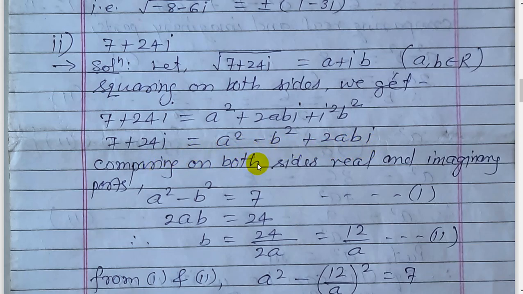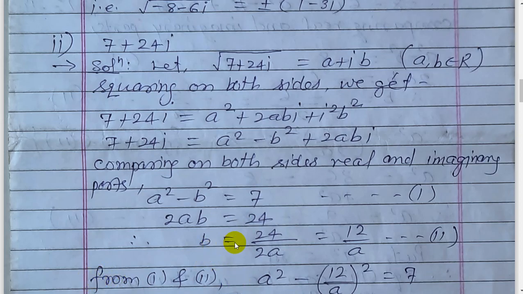Now comparing both sides, real and imaginary parts, we get a square minus b square equal to 7. This one you can check. A square minus b square is 7 and 2abi equal to 24i, that is 2ab equal to 24. So i gets cancelled on both the sides.